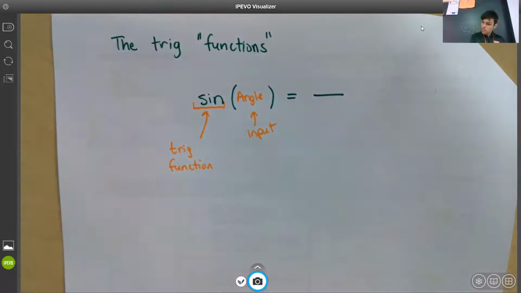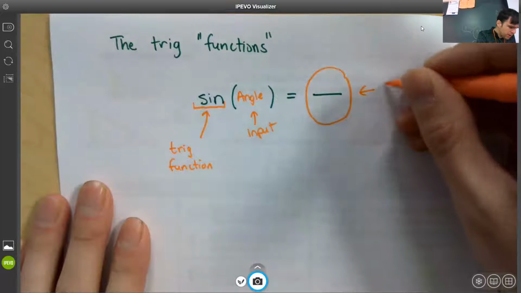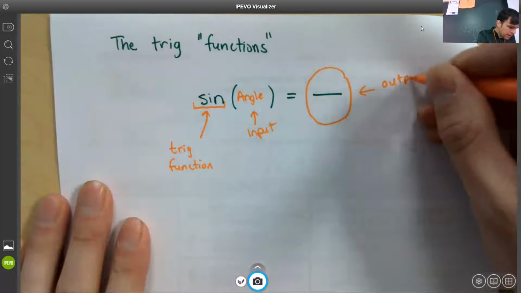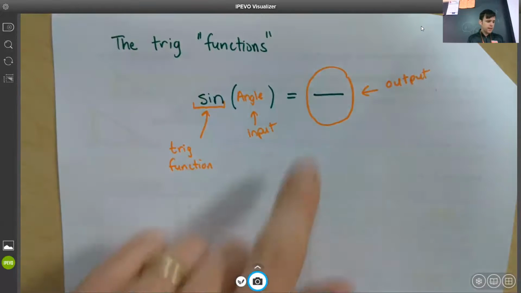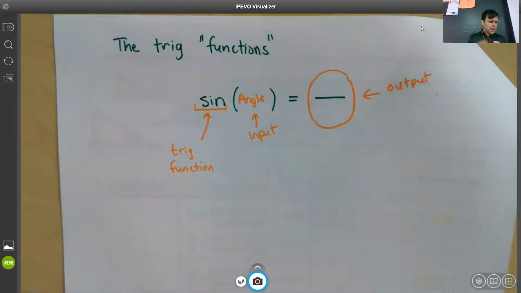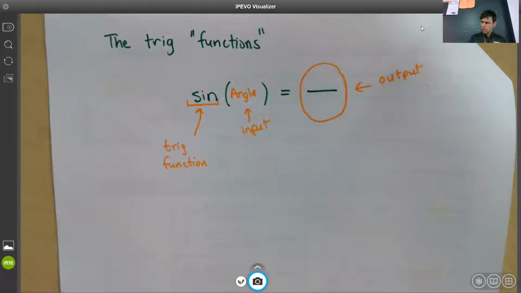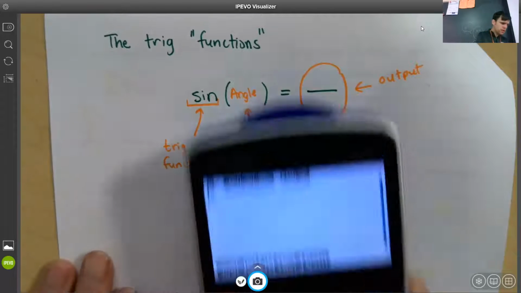Again, it's either the name of a particular angle, or later on we'll talk about it as a measurement as well. And it gives us an output. This here is our output, and it's the ratio. For sine, that would be the opposite side divided by the hypotenuse. If we're plugging in an angle value, an actual measurement, our calculator will give us something like a decimal version of this fraction, it won't necessarily give us a fraction, right?